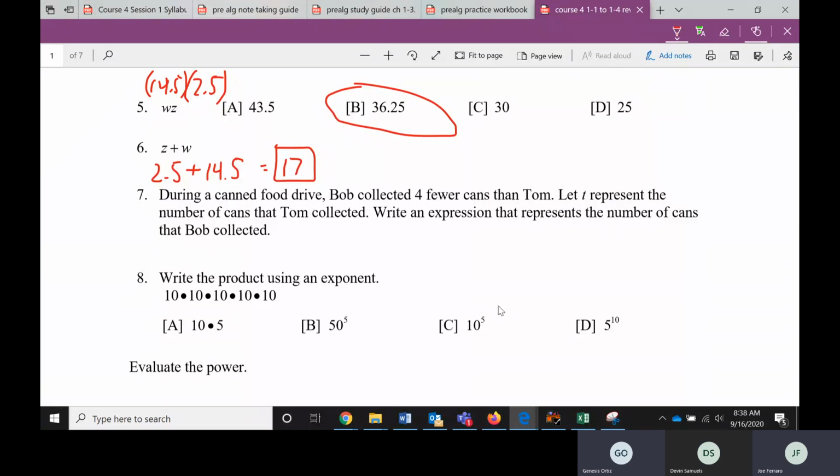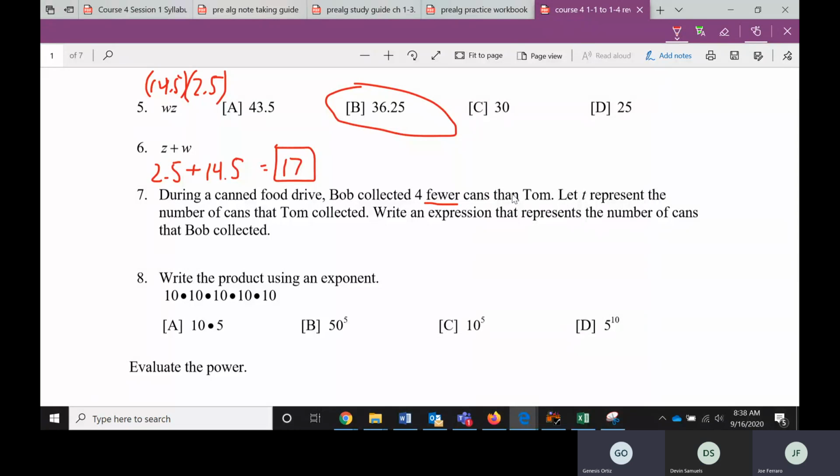Number 7, this is where some people get confused when they put the word problem to this stuff, but it shouldn't be too confusing. I'll talk through a way to think about it if it is confusing for you. It says, during the canned food drive, Bob collected 4 fewer cans than Tom. Let T represent the number of cans Tom collected. Write an expression that represents the number of cans Bob collected. So Bob collected 4 fewer than Tom, and Tom is T.